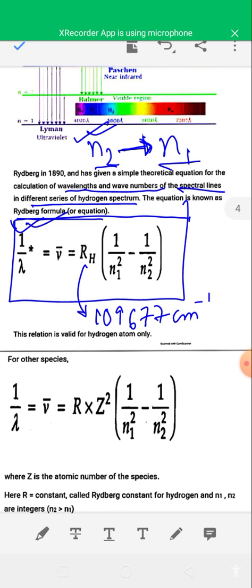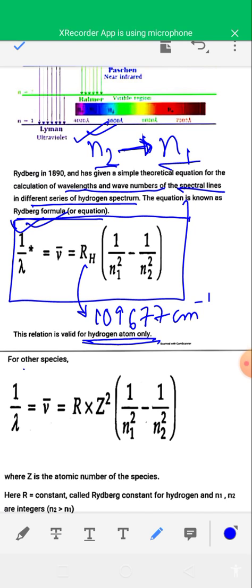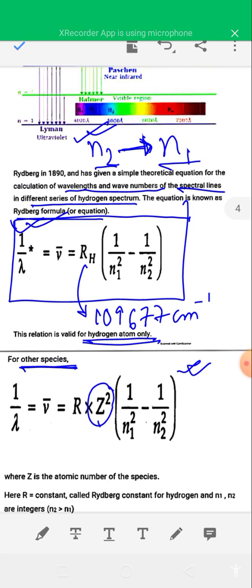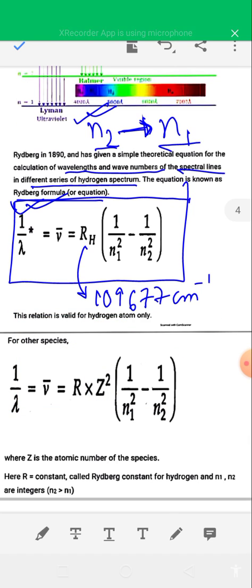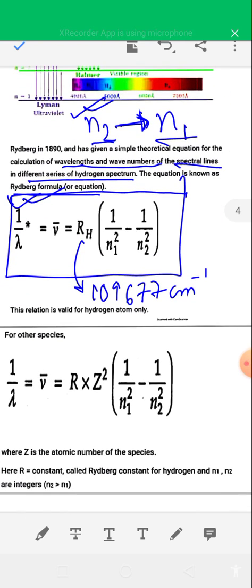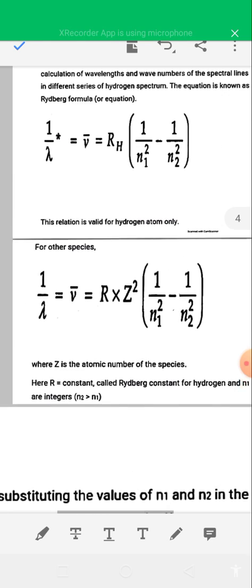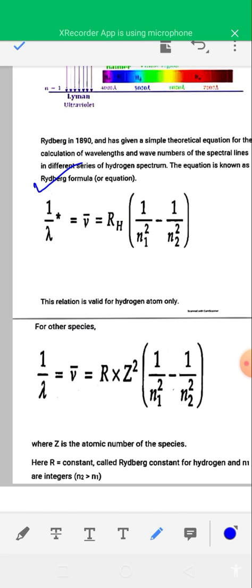Okay, and this equation is valid for hydrogen atom only, and for other species, other atoms, you have to introduce the atomic number, that is Z. So for other species, using this Rydberg equation, you can calculate the wavelength or wave number of the emitted light or spectral line in different series of that species. So the Rydberg equation becomes 1 by lambda is equal to nu bar is equal to R into Z square, where Z is the atomic number of that element, that species, into 1 by N1 square minus 1 by N2 square.